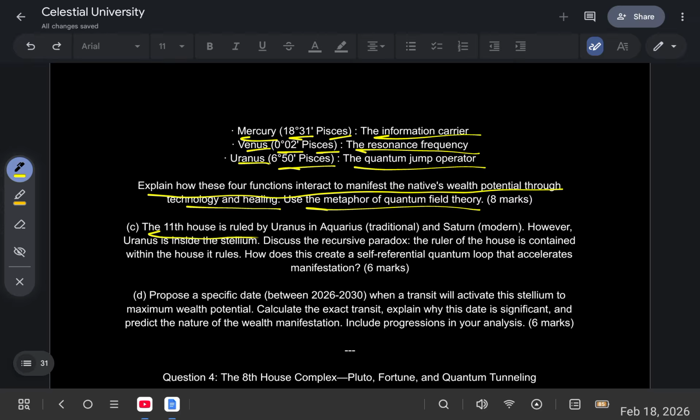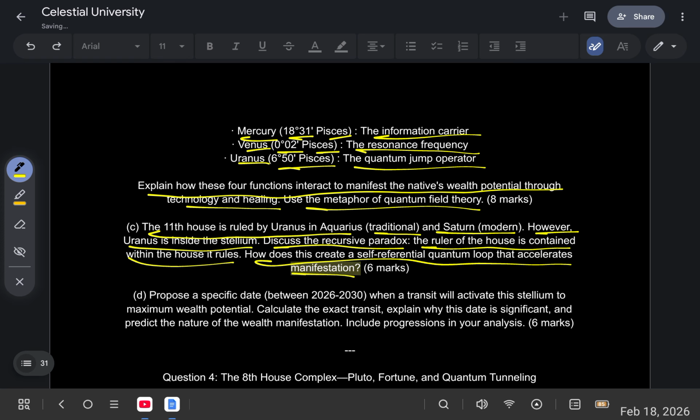Next, the 11th house is ruled by Uranus and Aquarius traditionally, and Saturn modernly. However, Uranus is inside the stellium. We need to discuss the recursive paradox. The ruler of the house is contained within the house it rules. How does this create a self-referential quantum loop that accelerates manifestation?